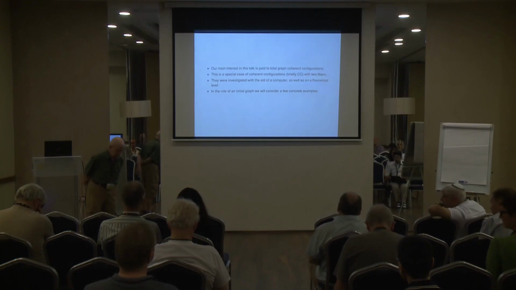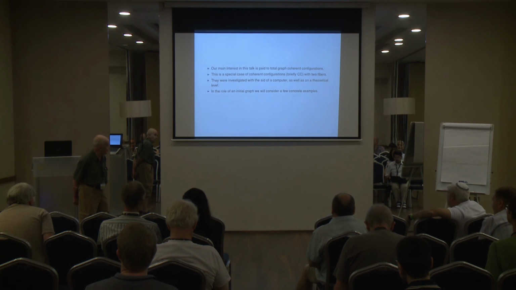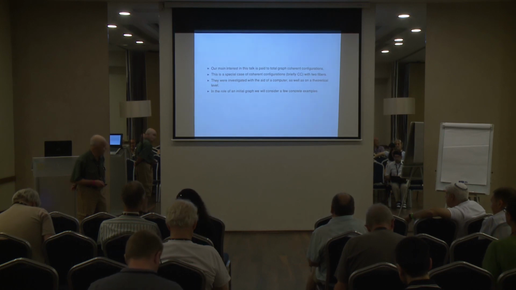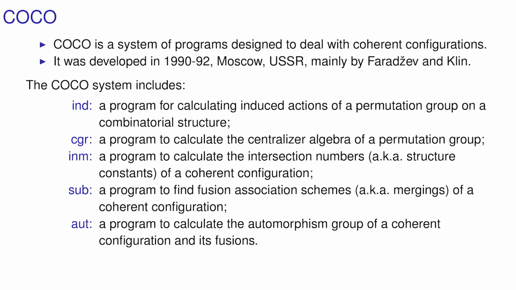In our lecture, or more accurately a tandem of lectures, we pay special attention to the so-called total graph of coherent configurations. And starting from an initial graph for the total graph, we will consider a few concrete examples. But before we go ahead, I would like to tell a little bit about the computer tools used.